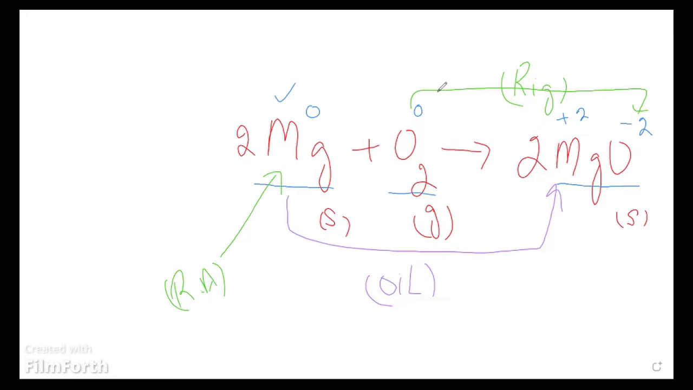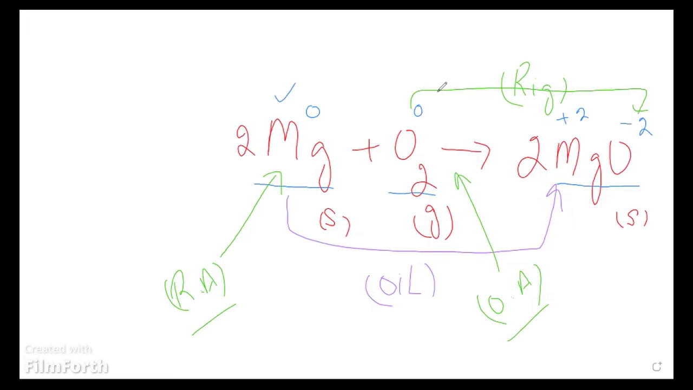Reducing agent. Yes, and oxygen is an oxidizing agent because it is removing electrons from magnesium. It is causing the oxidation of magnesium. So oxygen is the oxidizing agent. We can write it as OA, OA for oxidizing agent, RA for reducing agent.